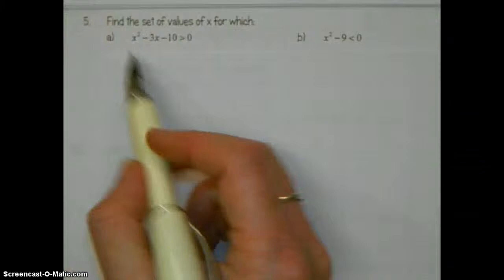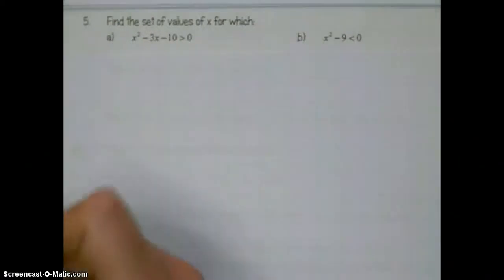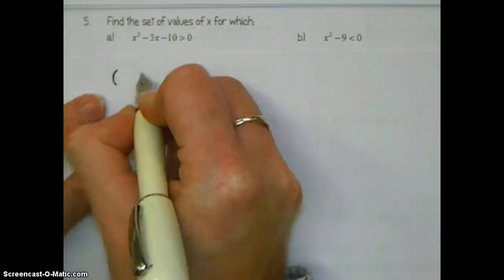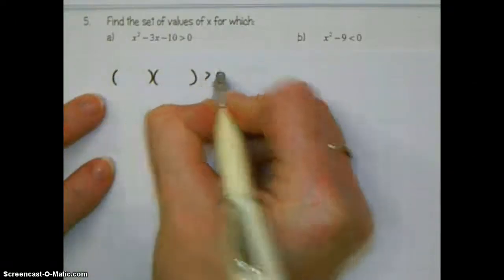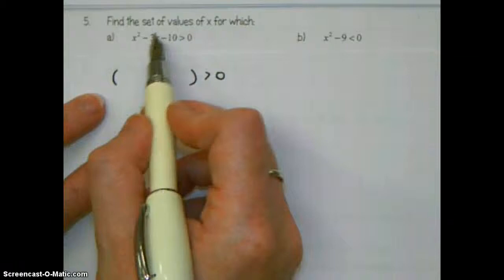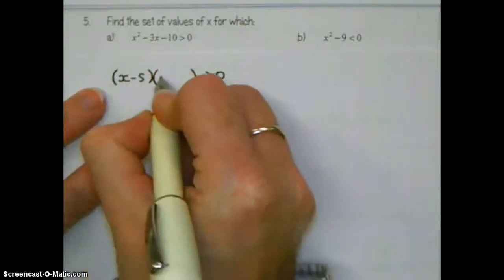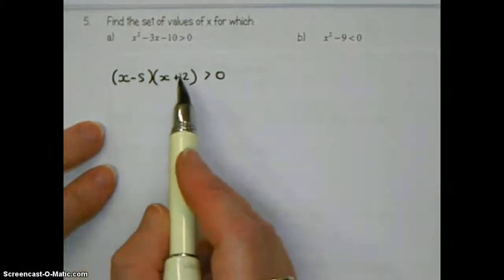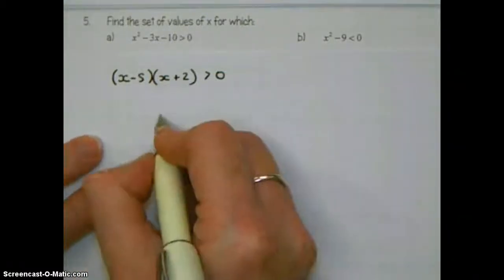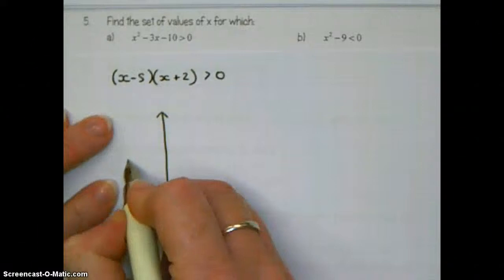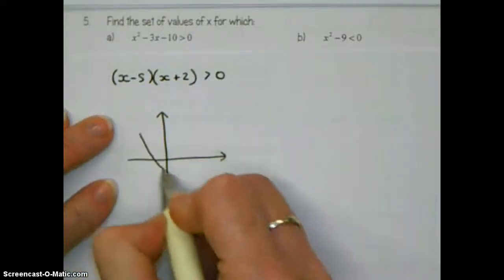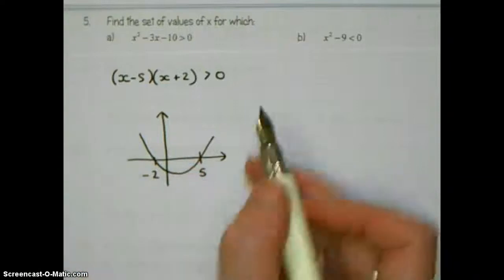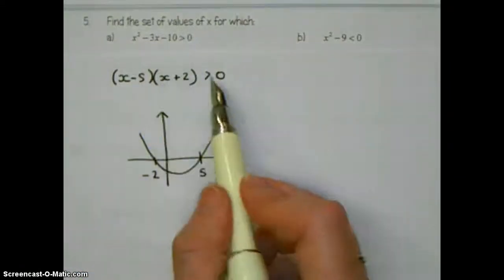Okay, question 5 is on solving these quadratic inequalities. The most important thing here is that we do a quick sketch of the graph. So in A, let's factorise this first to see what the graph would look like. Two numbers that multiply to give minus 10 and add to give minus 3. It's going to be x minus 5 and x plus 2. So this graph is going to cross the axes at positive 5 and negative 2. So this graph, and it can be a very, very rough graph, is going to cross there at 5 and there at minus 2. And I'm asked to say, where is this graph bigger than 0?